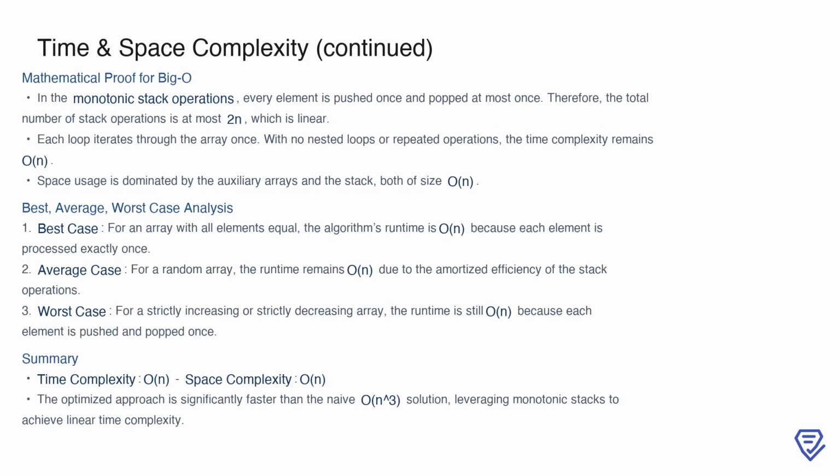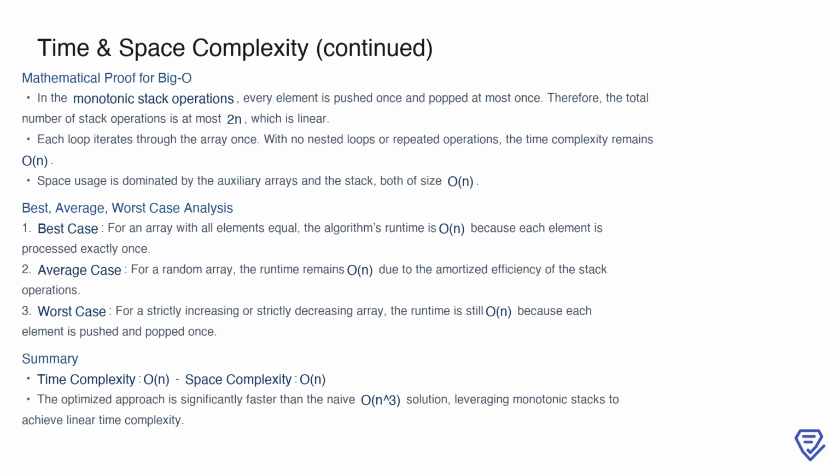The time complexity of O(n) can be mathematically verified by analyzing the stack operations and loops. In the monotonic stack operations, each element is pushed once and popped at most once, resulting in a total of 2n stack operations, which is linear. Additionally, each loop in the algorithm traverses the array once, with no nested loops or repeated operations, ensuring the time complexity remains O(n). For space complexity, the auxiliary arrays and the stack dominate the usage, both requiring O(n) in the worst case. Looking at best, average, and worst case scenarios, the runtime remains O(n) in all cases.